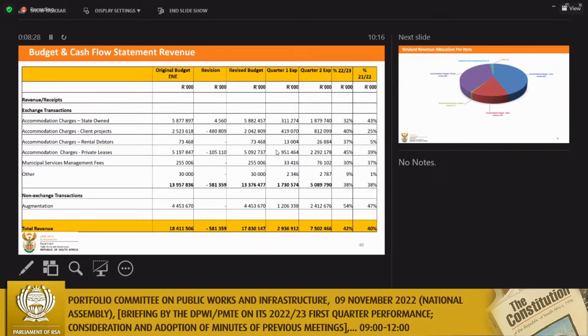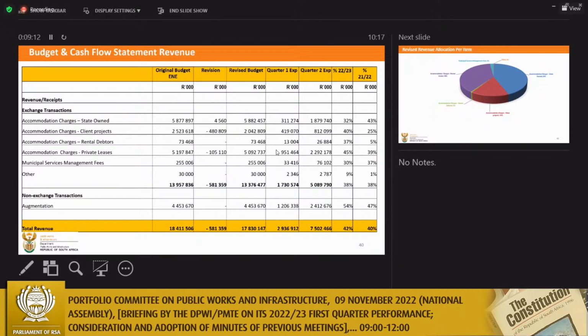Then this is also the revenue. I will also focus on the original budget and the quarter 1 information. So on receipt per transaction, that one was the overall totals or summary. At transaction level, accommodation charges, which is state-owned, we projected 5.8 billion as the budget, and the actual receipt was 311 million. And accommodation charges, which is client project, 2.5 billion was the budget, and we only received 419 million.